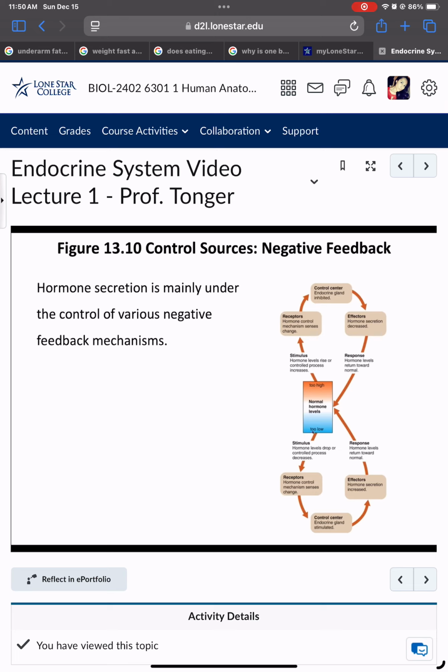Similarly, if the level becomes too low, the stimulus will again be detected by receptors. It will go to the control center, and from there to the effectors, and the effectors can bring the level back to normal. So that's how hormones are mainly controlled by a negative feedback loop of homeostasis, in which if something happens in one direction, the body will automatically try to bring it back to its set point. And this is how it happens.